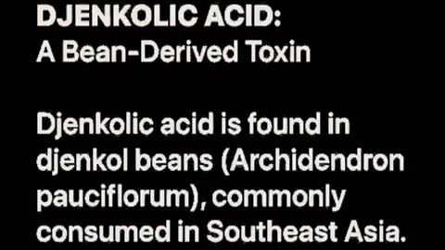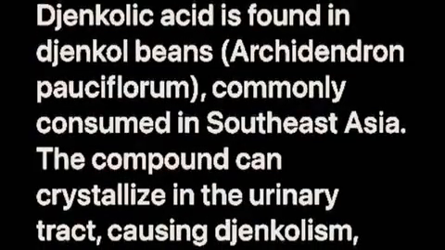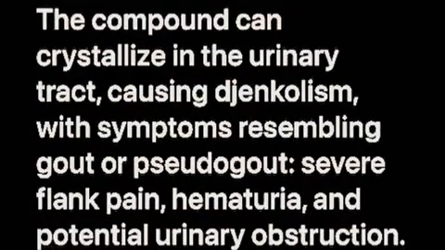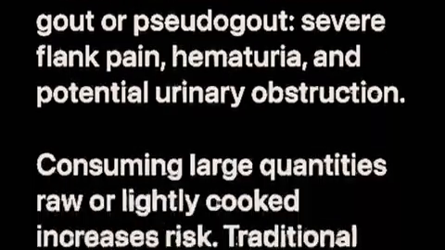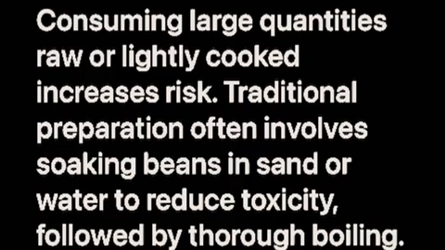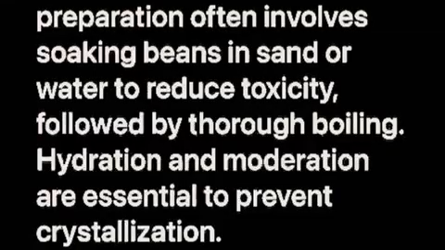Glycolic acid, a bean-derived toxin. Glycolic acid is found in jengkol beans, Archidendron pauciflorum, commonly consumed in Southeast Asia. The compound can crystallize in the urinary tract, causing jengkolism with symptoms resembling gout or pseudogout, severe flank pain, hematuria, and potential urinary obstruction. Consuming large quantities raw or lightly cooked increases risk. Traditional preparation often involves soaking beans in sand or water to reduce toxicity, followed by thorough boiling. Hydration and moderation are essential to prevent crystallization.